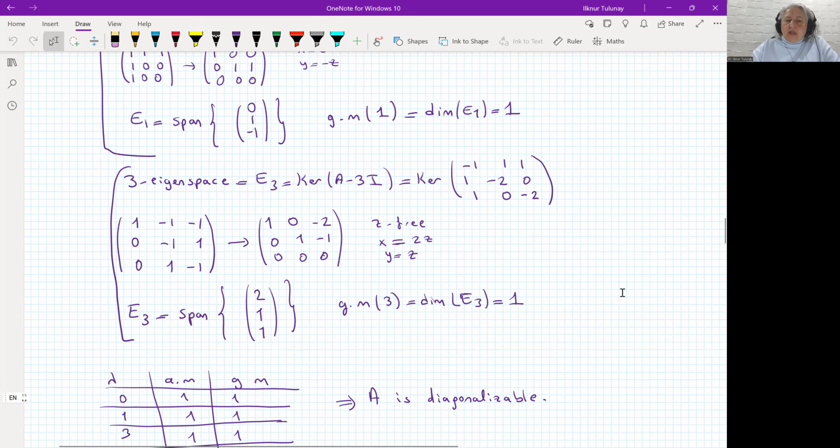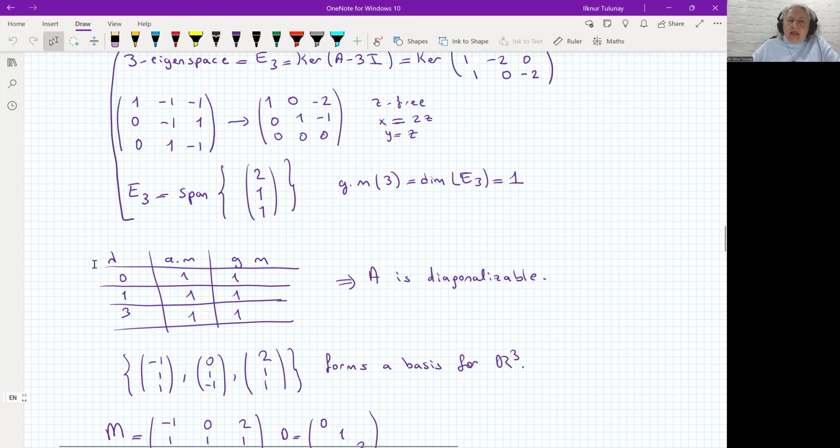Okay, what is the picture at that moment? So we have the lambdas, eigenvalues here, and algebraic multiplicities are 1, and geometric multiplicities are 1. And these are all saying to us that A is diagonalizable. On the other hand, we found basis vectors of each of these eigenspaces. And these vectors, by just putting them together, will form a basis of R3. So we will be able to get everything in that space, right?